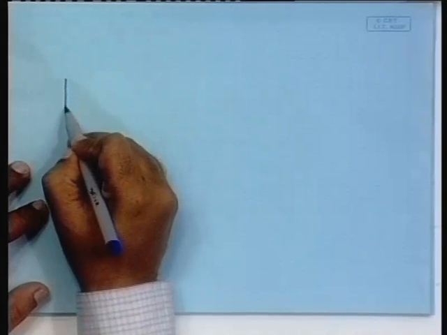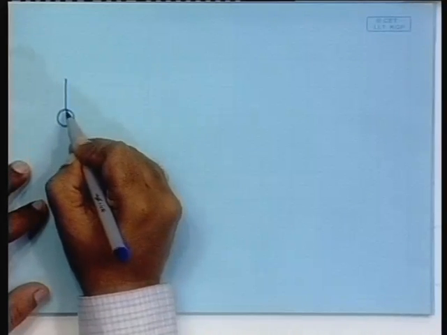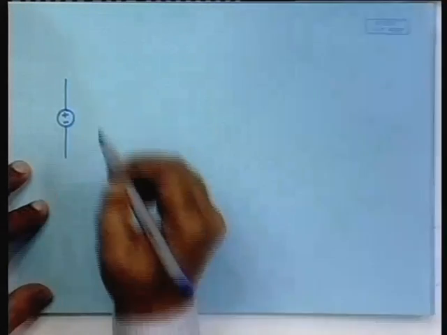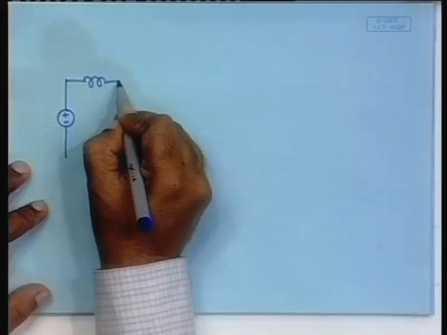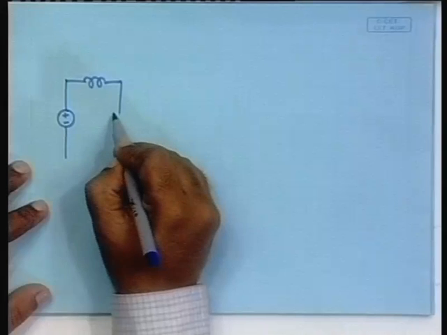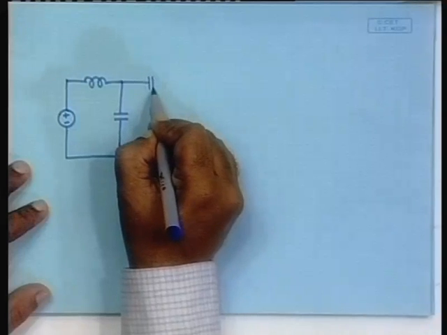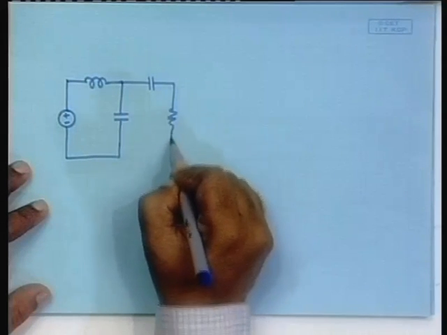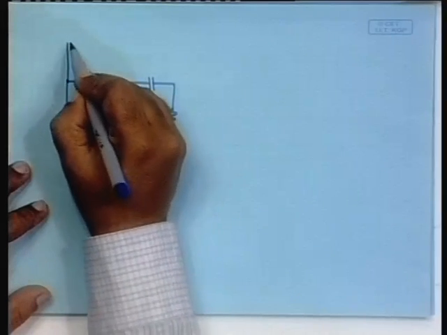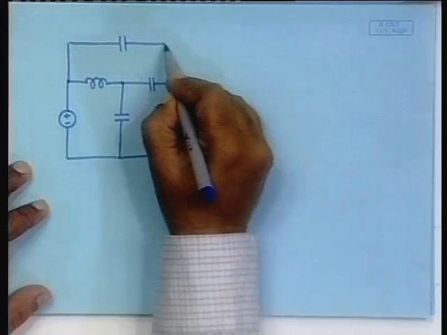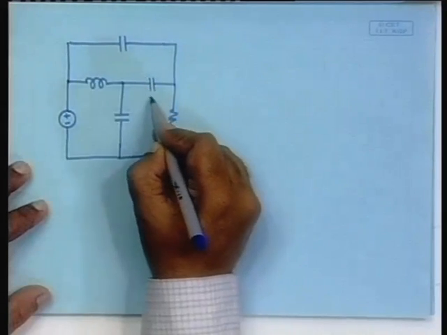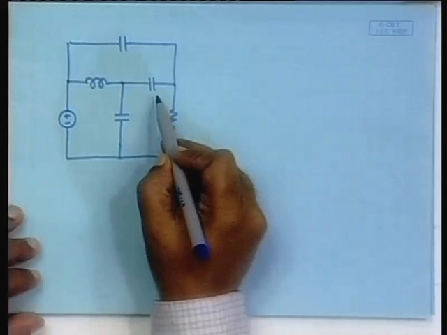Say, suppose there is a circuit like this. The structure I am retaining, because that is a very good structure to illustrate things, but I am only changing the elements. Suppose there is a voltage source here. There was an inductance here, no problem, let it remain. There was a capacitor here, let it remain. Let us replace this resistor by a capacitor, and here there was a resistor, let it remain, and there was another capacitor here, let it remain. So, all that we have done is that we have changed this resistor by a capacitor from the problem that we solved in the last class.